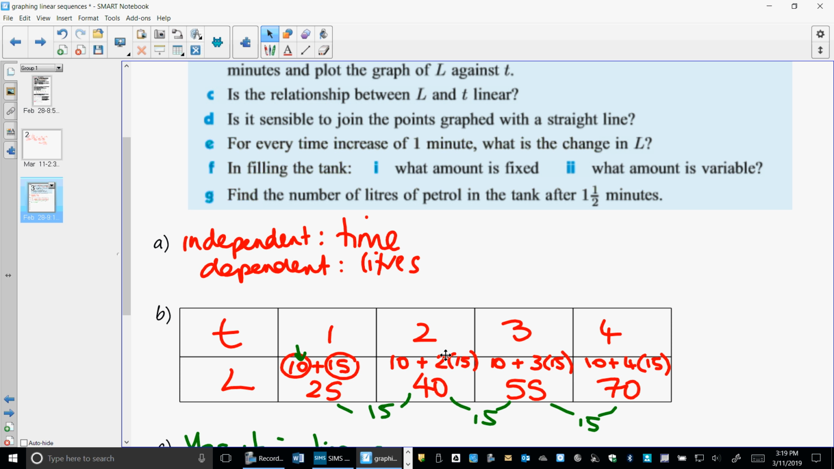And what amount is variable? Which is the amount that varies? It's not really the amount that's variable. Well, it's more the litres added to the tank. So that's the bit that's changing. It's the amount added to the tank. So there was 10 litres in the tank to start with, and then the amount we're adding to the tank is the bit that's going to vary.